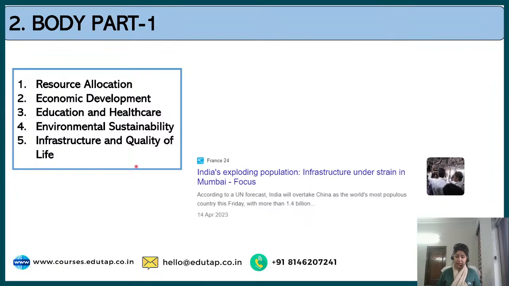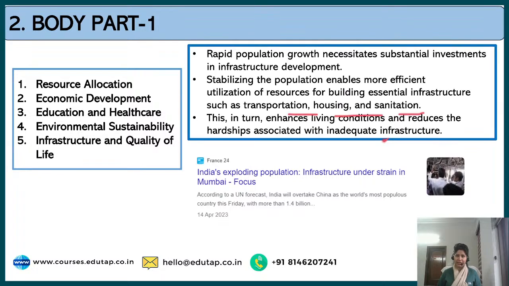So rapid population growth necessitates substantial investment in infrastructure development, and India's infrastructure has not been improving in parallel with the increase in population. There are still very much loopholes, there are still many voids. So stabilizing the population enables more efficient utilization of resources for building essential infrastructure such as transportation, housing, and sanitation. If your population is stable, then the infrastructure that you have already planned can serve the population for a very long period of time. What I have observed is that government comes with a plan of, let's say, building a 4-lane or a 6-lane to connect two places.